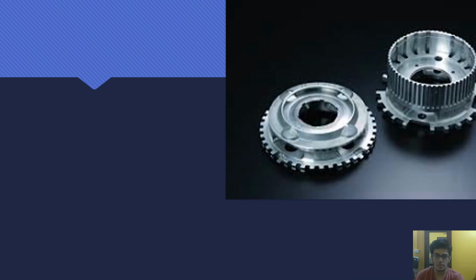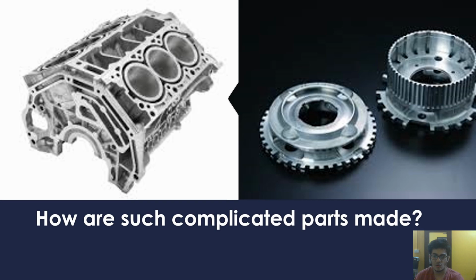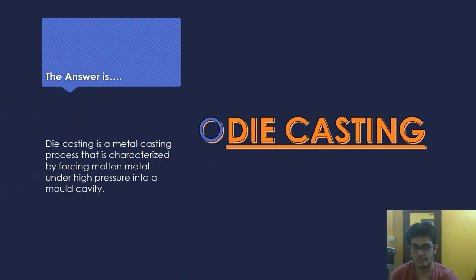So have you ever wondered how parts like an engine, gear hub or an engine block are made? Because they are too complicated to be machined and they are monolithic. The answer is die casting. Die casting is a metal casting process that is characterized by forcing molten metal under high pressure into a mold cavity.